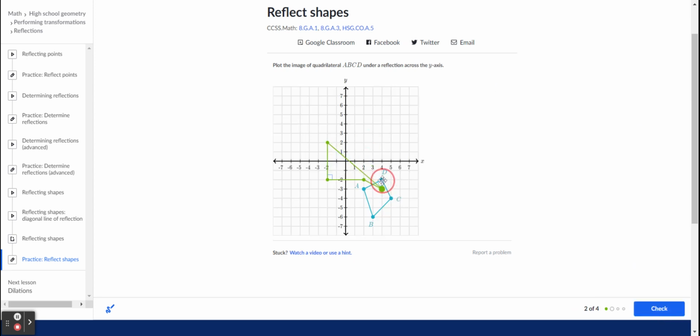So right here, I like to start with these points. I like to start with my points just on top of the original, the pre-image. So here it says plot the image of quadrilateral ABCD under reflection across the y-axis. So I'm going to look at my y-axis here. When I'm working on paper, I usually like to highlight my y-axis. I can't draw a straight line, so pretend that this line is straight. It's not, but we're going to pretend.